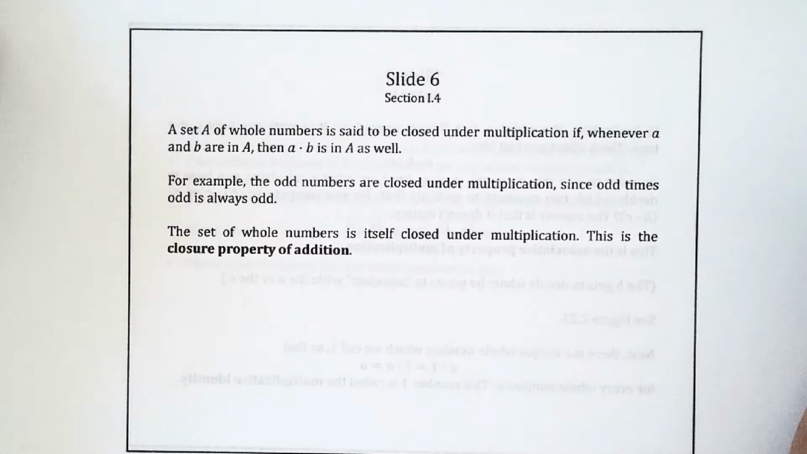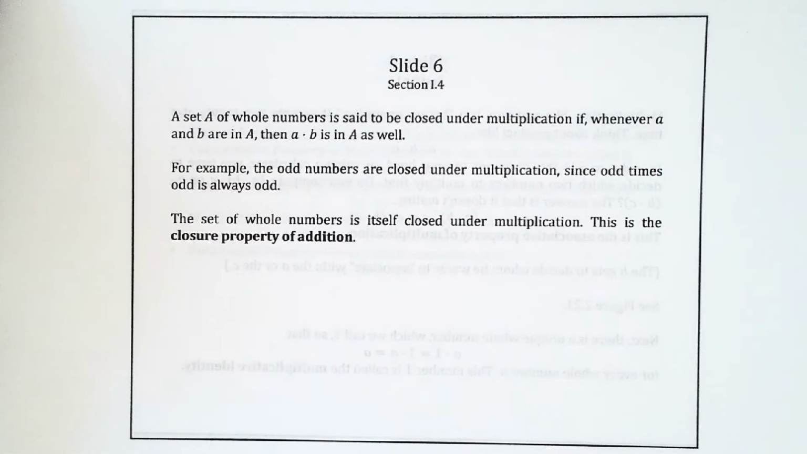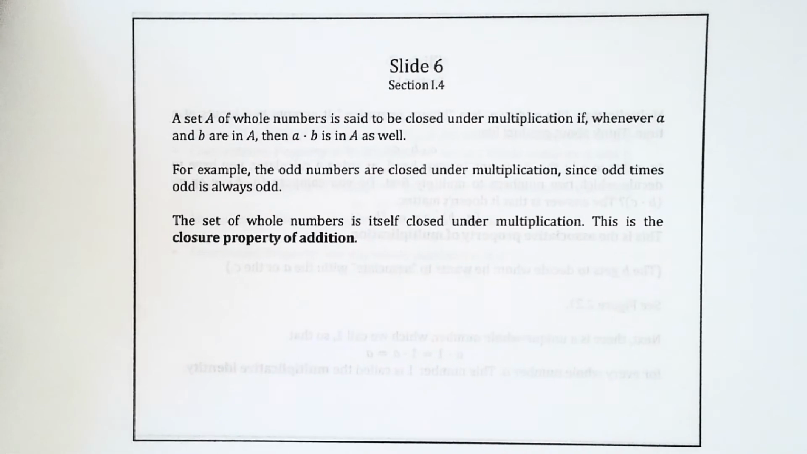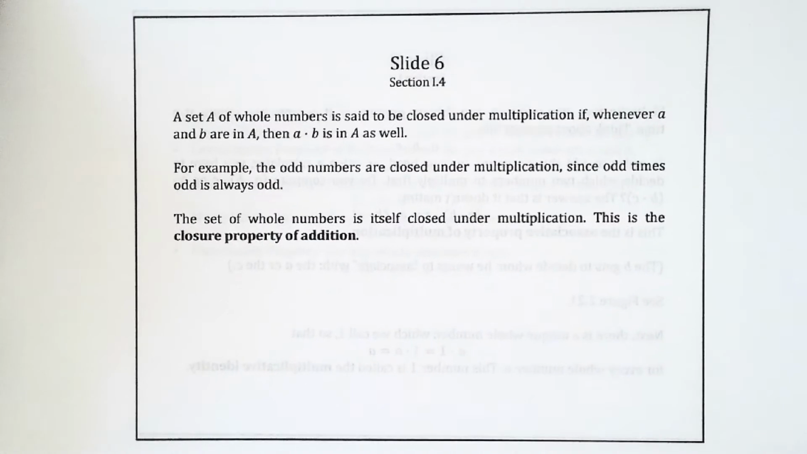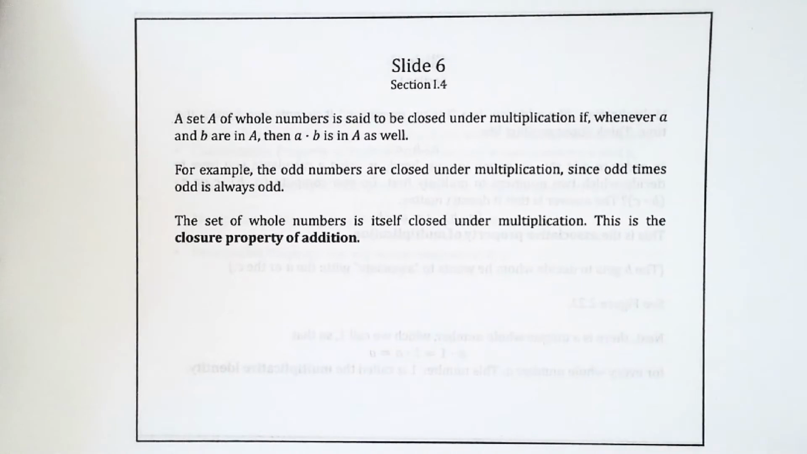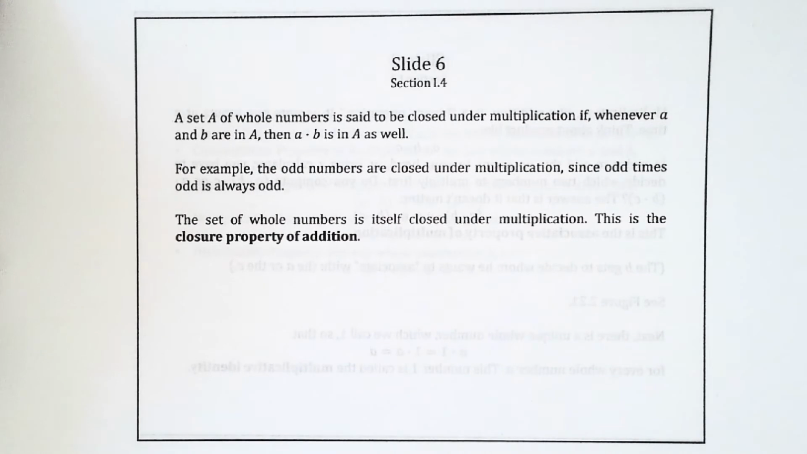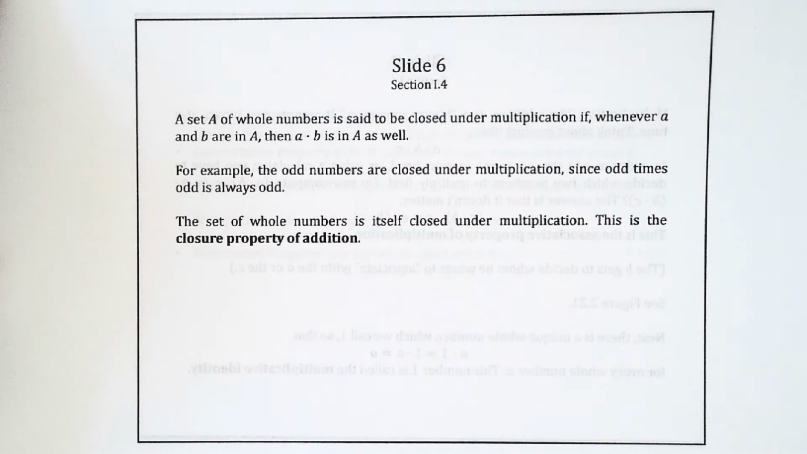This is part 2 of the section 2.4 mini lecture. Now we're going to talk about the properties of multiplication, which are very similar to the properties we had for addition. So first of all, a set of whole numbers is said to be closed under multiplication if whenever A and B are in the set, then A times B is also in the set. So there's no way to escape from the set by multiplying. It's very similar to what we did with addition in the last section.